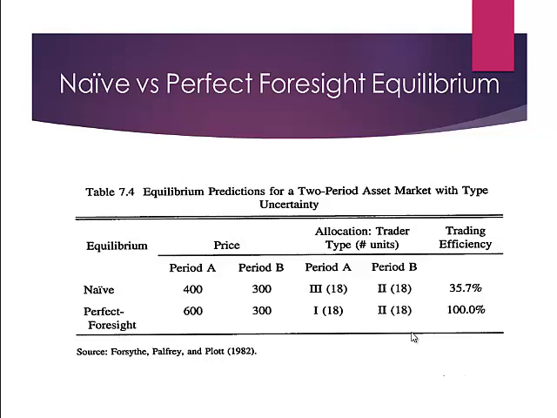So in period A, the naive equilibrium, the one in which private information remains private, the first period price should be 300, which is the max, and then the second period price should be 300, which is also the max. But if there is perfect foresight in equilibrium, everybody knows everything, then the first period price should be 600, because that's the value of the asset, and the second period price should be 300.